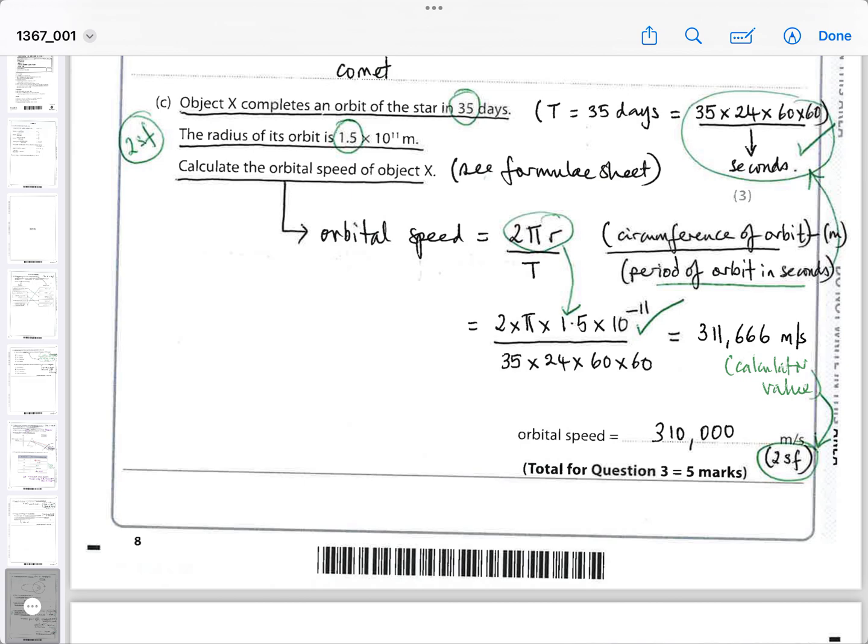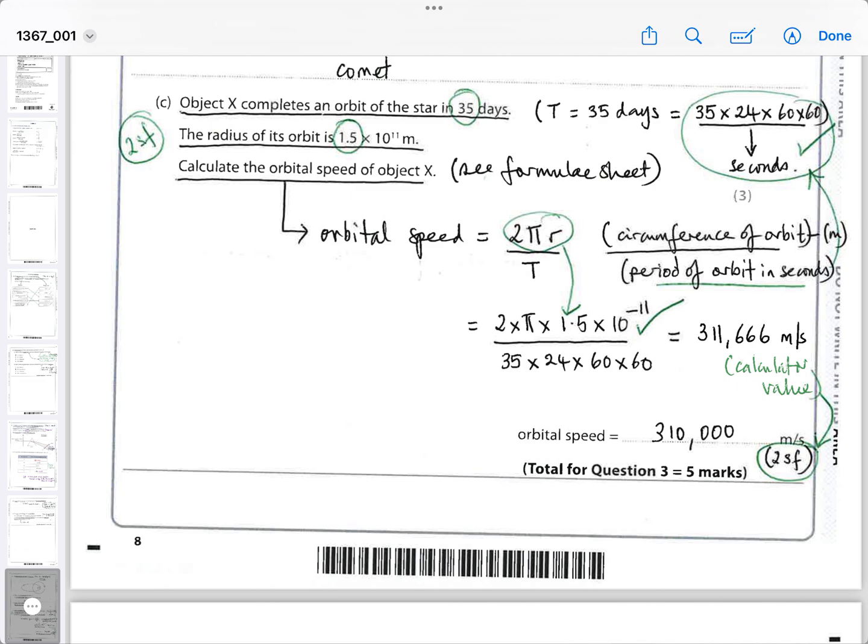Well, 35 days, you've got to work it out in seconds, so that will be multiplied by 24 to get it in hours, multiplied by 60 to get it in minutes, and another 60 to get it in seconds. So 1 mark for being able to work out the time period in seconds. And then they say the radius of the orbit is 1.5 times 10 to the 11 meters. So they've given you two significant figures for the radius, but for speed, it does a complete circumference of the orbit, therefore it would be 2 pi r, the distance traveled.